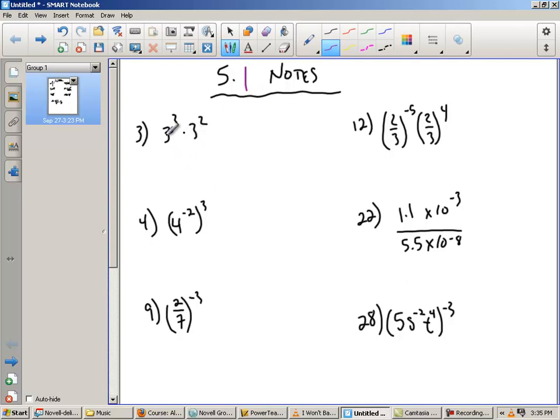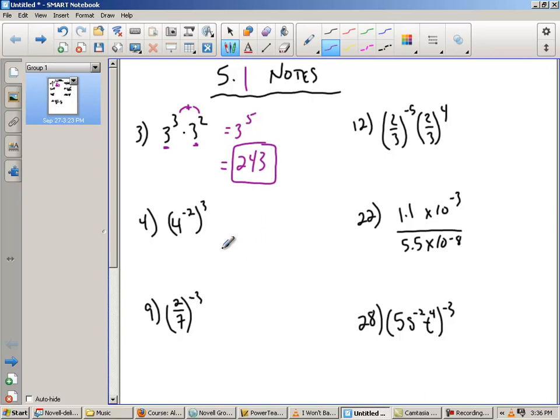So when we multiply two things that have the same base, I've got a 3 and a 3, I'm going to add the exponents. And so I'm adding the 3 plus the 2. That gives me 3 to the 5th. And this is something I can plug into my calculator, and it will give me 243. And there's my answer for number 3.